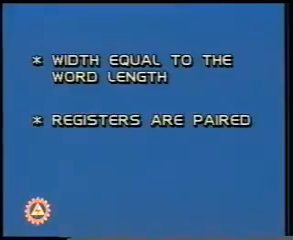General purpose registers store temporary data and address. Its main characteristics are: width of these registers is equal to the word length of the processor. Registers may be paired for storing address.